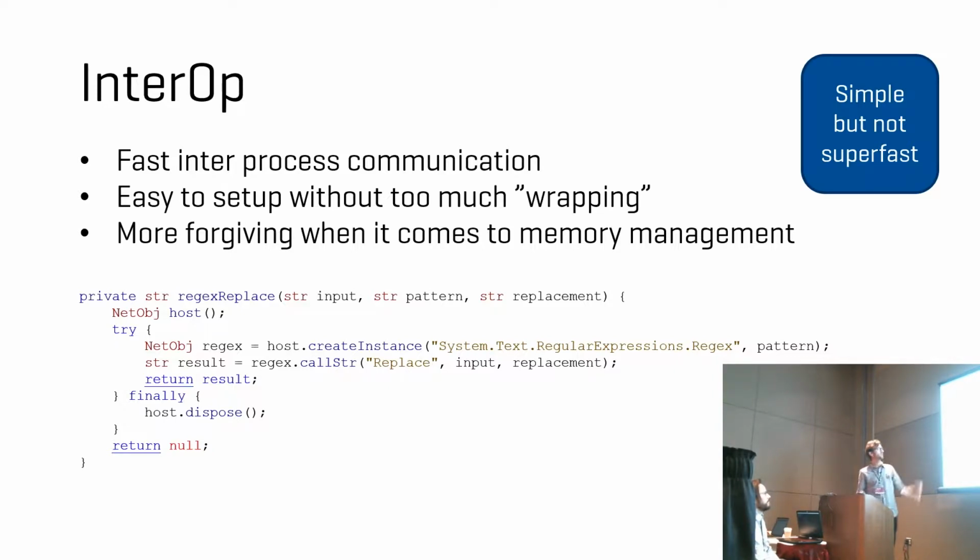Okay, this is an example. Short code, just creating a net obj. So it's creating an instance of this regular expression regex component, which is in the framework, I believe. And then it calls some function there, which is a regex replacement. And this is the whole code to make that call into an external system. You don't need anything else.